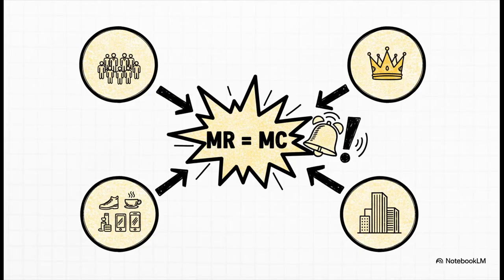All right, pay close attention to this word. This is a classic exam trap, so MCQ alert. The number 1 rule for maximizing profit is to produce at the point where marginal revenue equals marginal cost. That's MR equals MC. And here's the trick. This rule applies to firms in all 4 market structures. The rule itself never changes, but the final price and profit will look very different depending on the market.